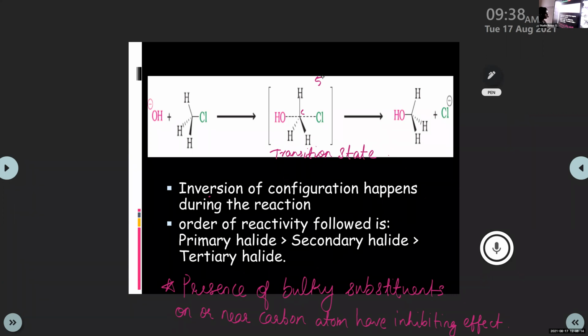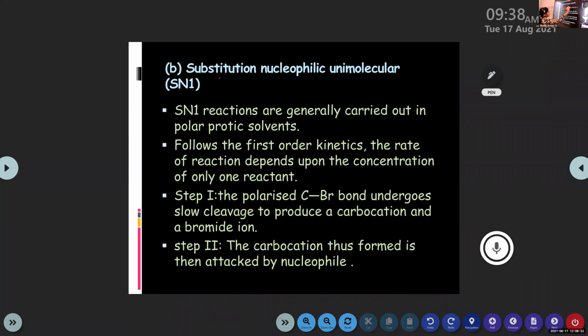Okay, clear? Yes. Then we are moving to substitution nucleophilic unimolecular reaction. Shall I move to next slide, children? Okay. And the next one is substitution nucleophilic unimolecular. It is otherwise known as SN1 reaction. You can write SN1. This one is wrong. SN1 reaction.